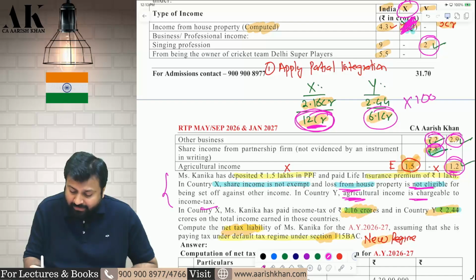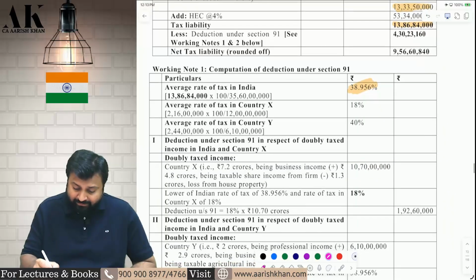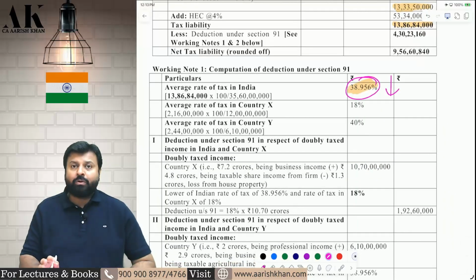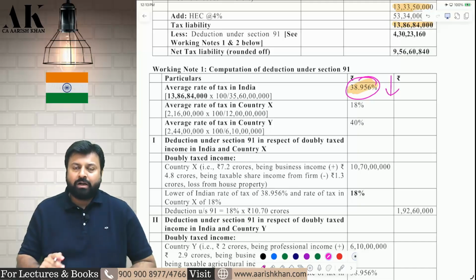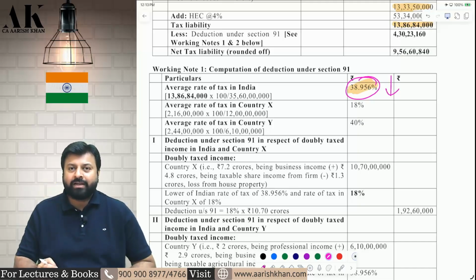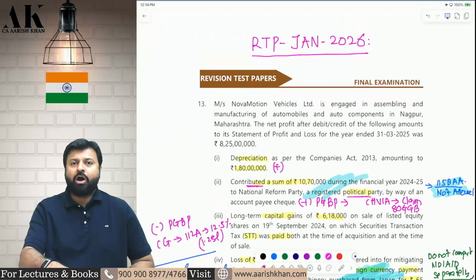You will get the average rate, and then that average rate you will compare with the Indian rate. What is the Indian average rate? 38.956. Whichever is lower, that you will apply on doubly taxed income. How to compute doubly taxed income? That everybody knows. Whatever is the doubly taxed income, on that you will apply the lower rate and then you will get the relief. I hope it is clear to all of you. So this is what this RTP is all about.